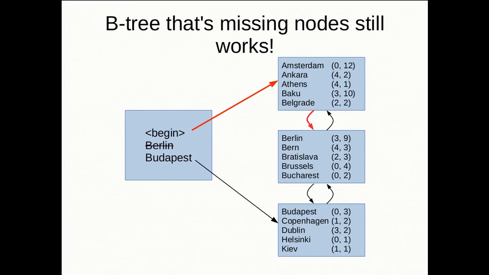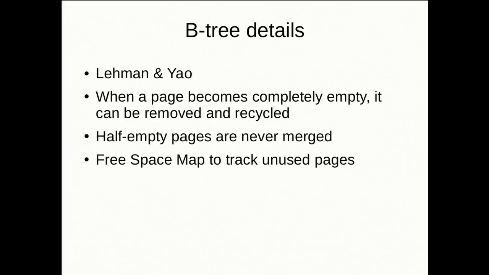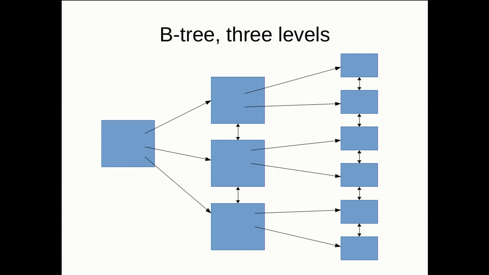And again, the index code doesn't care about transactions. It's irrelevant to the index whether you commit or not. The row is still going to be there in the index. Another point is that we use the free space map to keep track of completely empty pages that you recycle.